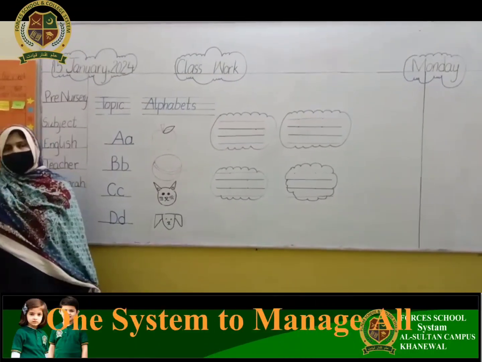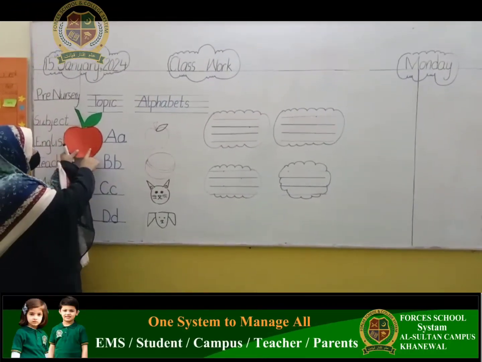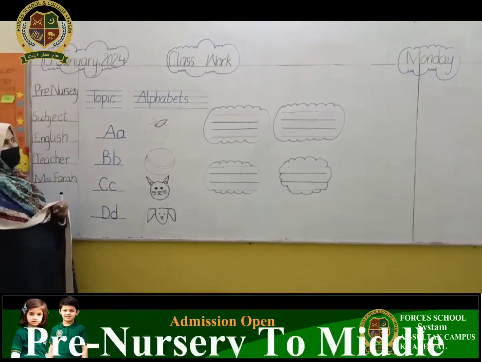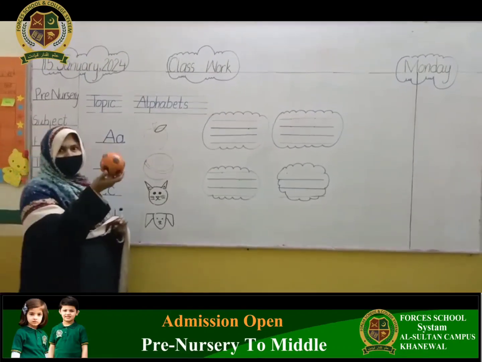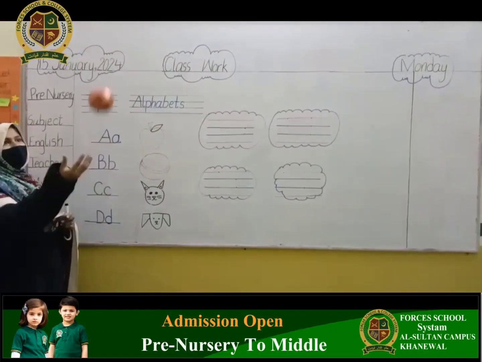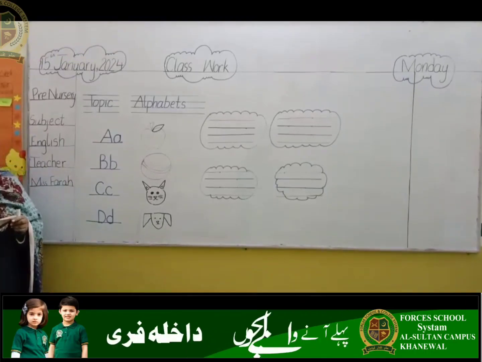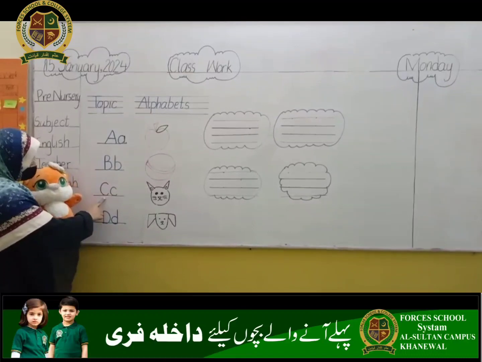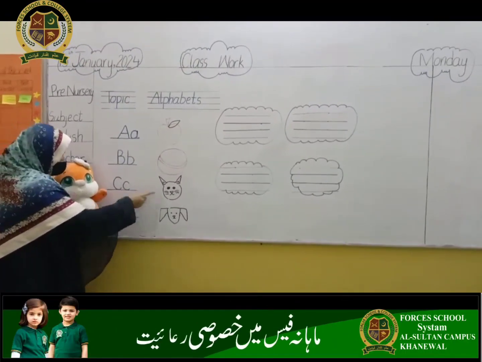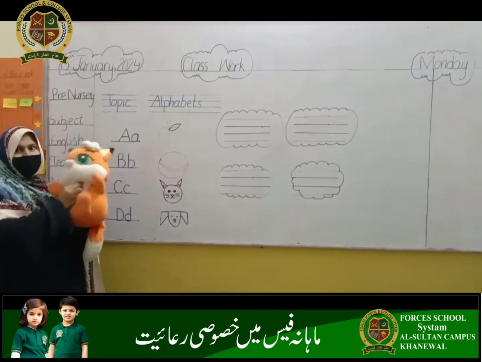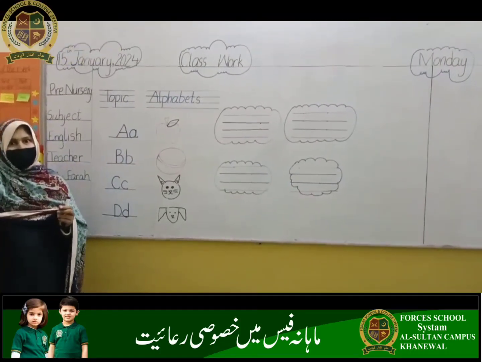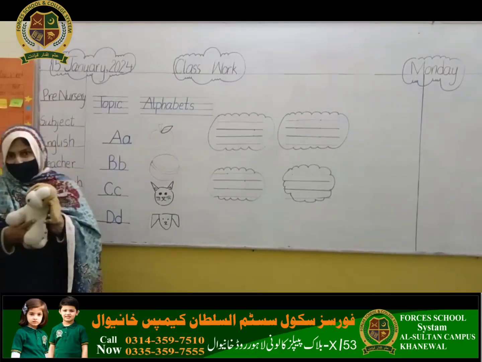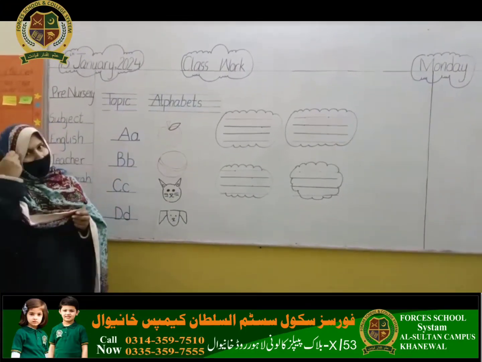Dog. The first thing is apple. Apple. The next ball. Ball. The next is cat. Cat. C for cat. D for dog. Dog. Now we write the alphabets.